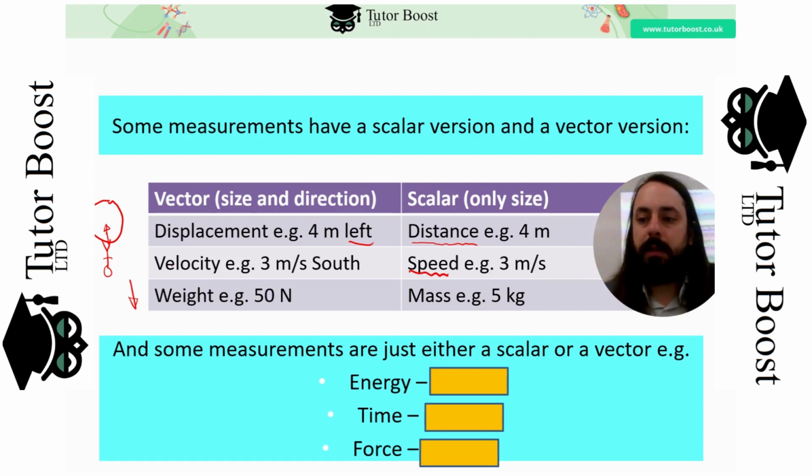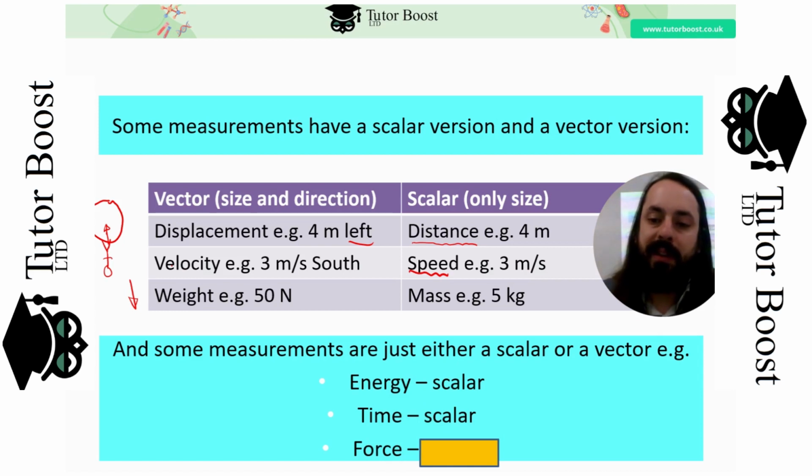Then some measurements are just either scalar or a vector. They don't have different versions. So for energy, we've got that this is scalar. Time, does it have a specific direction? No, it doesn't. It's also scalar. And force will always have a direction, so therefore it's a vector. Every single force, doesn't matter which one, is a vector.